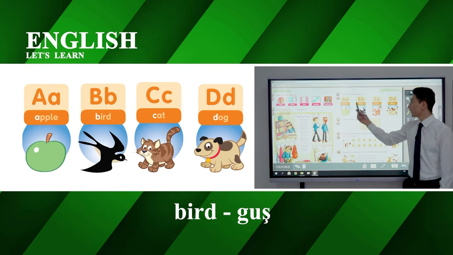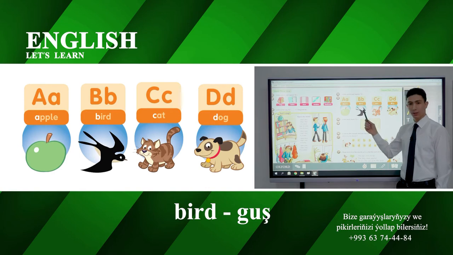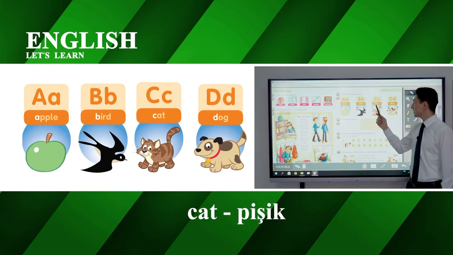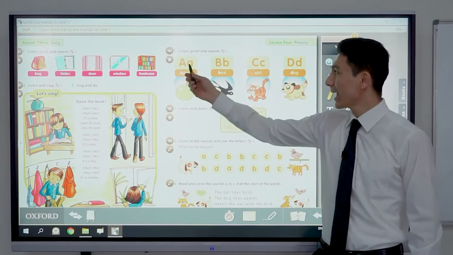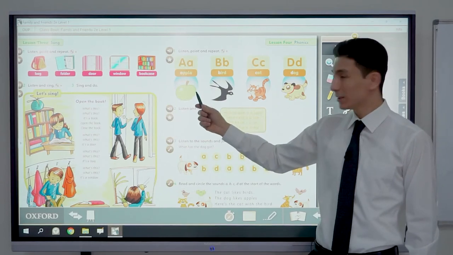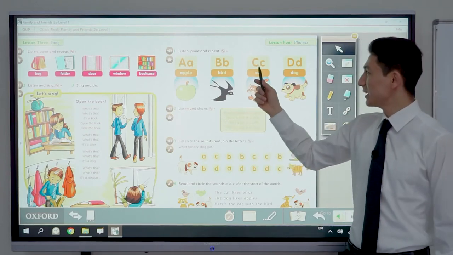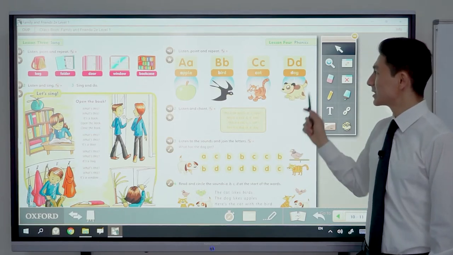Letter B. B. Bird. C. K. Cat. D. D. Dog. A. A. Apple. B. B. Bird. C. K. Cat. D. D. Dog.